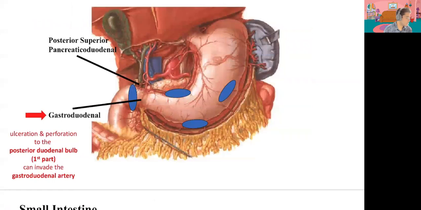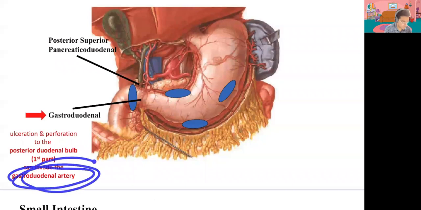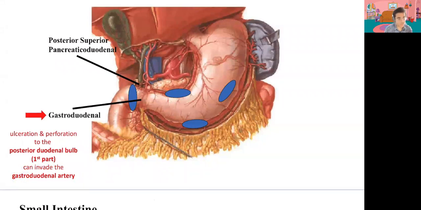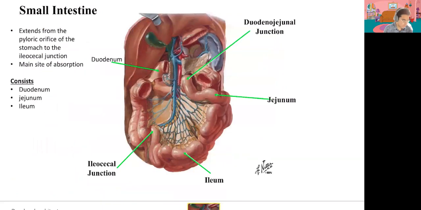Here you go. This is what I was telling you guys about. An ulceration or perforation can lead to damage in the posterior duodenal bulb, of the gastroduodenal artery. You guys gave me the longer one, that's even more proximal. Don't even trip, just keep it simple. Gastroduodenal for here.